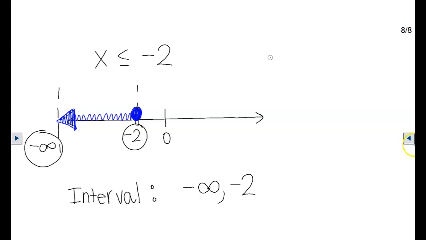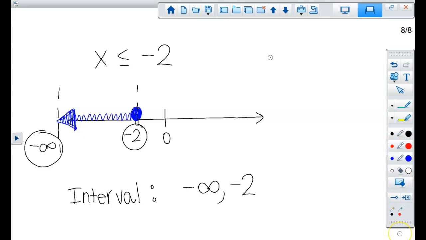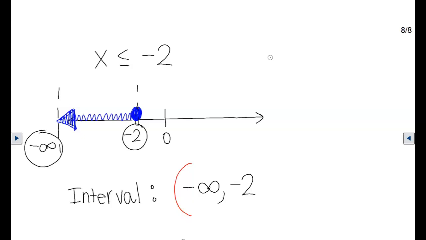Now we need to add our parentheses and/or brackets to make this thing make sense. So the first thing is, can x actually be equal to negative infinity? The answer is no, it can't be equal to that because negative infinity is not an exact amount. So that gets parentheses. Can't be equal to that. And then for negative 2, can x be equal to negative 2? The answer is yes. So that closed circle is like a bracket. So when I look at this interval, it's letting me know that x is any number between negative infinity and negative 2, and the bracket says it includes that negative 2.